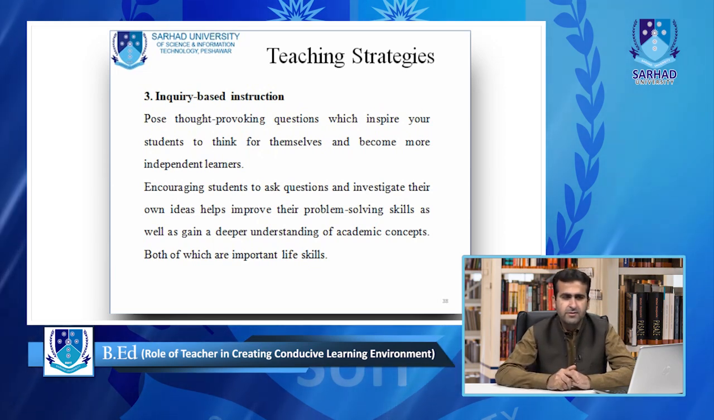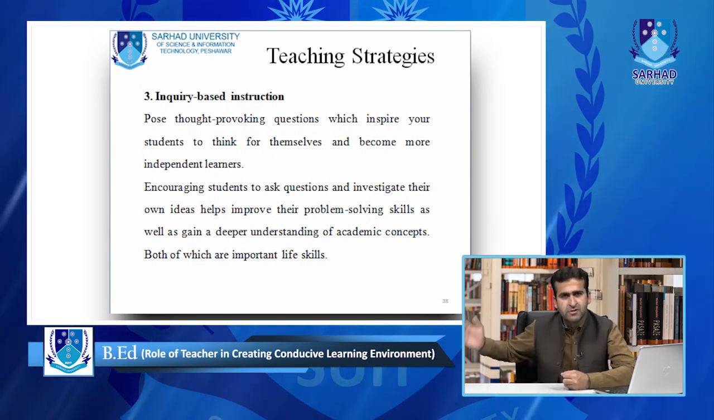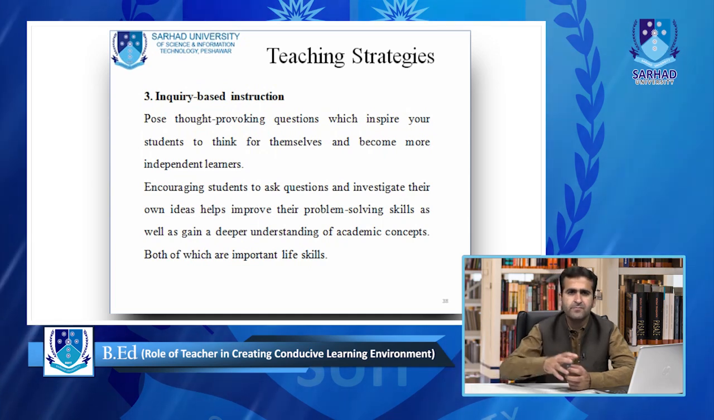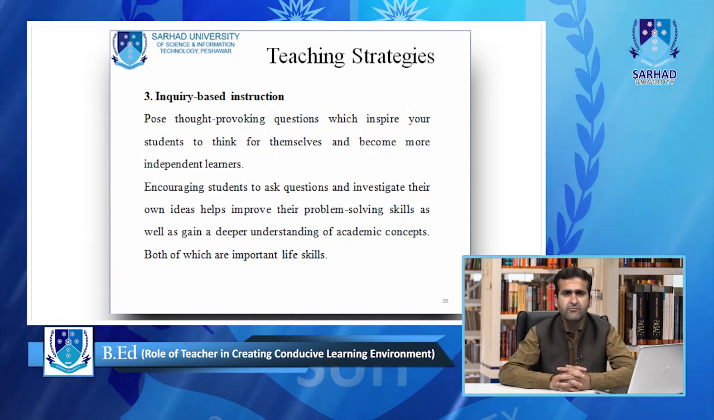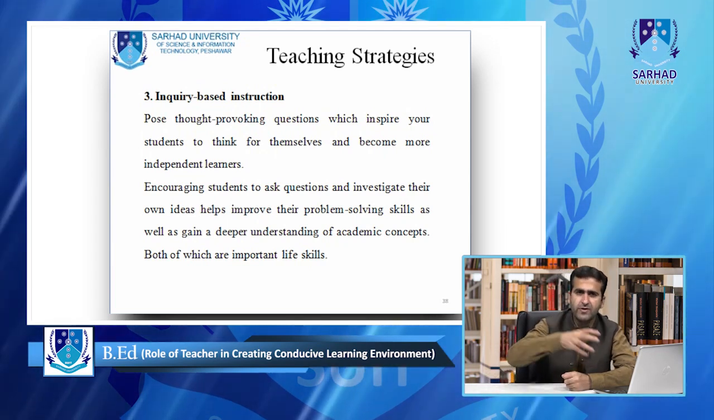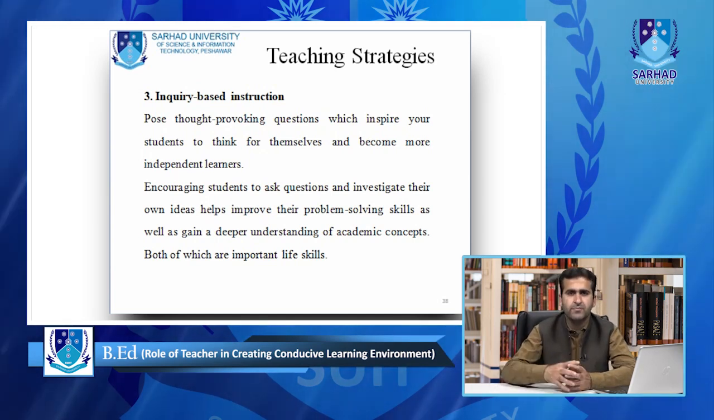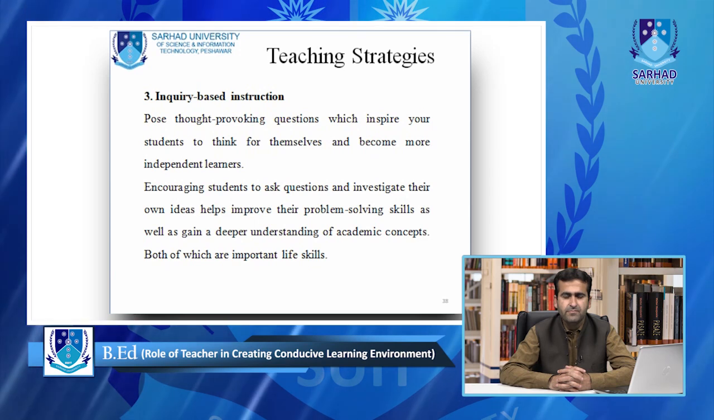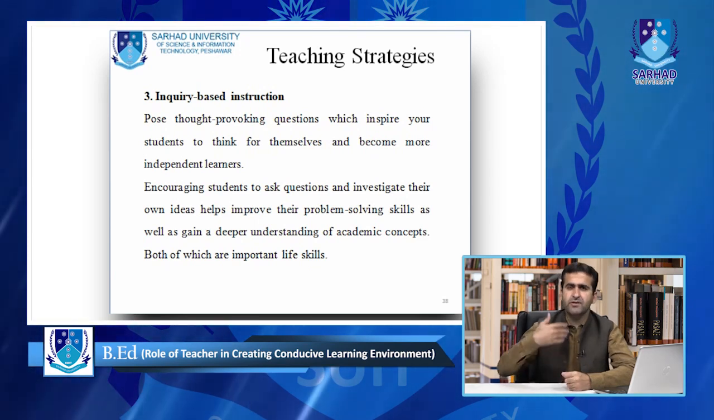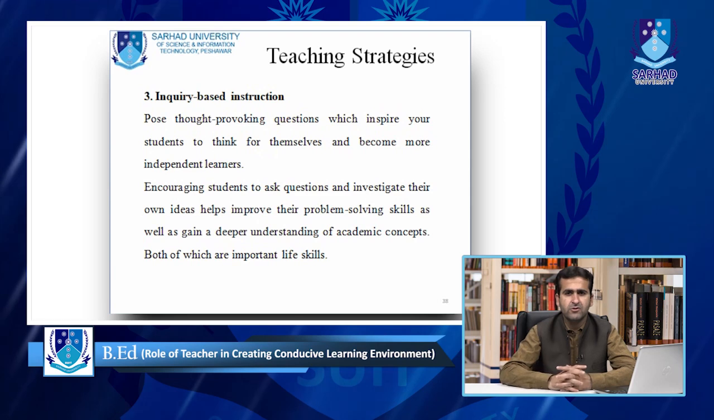Inquiry based instruction also means that whenever you deliver a lecture, at the end of the lecture call a few students to come in front of the class and provide 4 to 5 minutes for a presentational activity. From that presentation, the teacher will also gain certain information that yes, the student learned today's topic. Or besides presentation, we can also ask certain questions at the end of the lecture to see whether the students are getting my points or not.